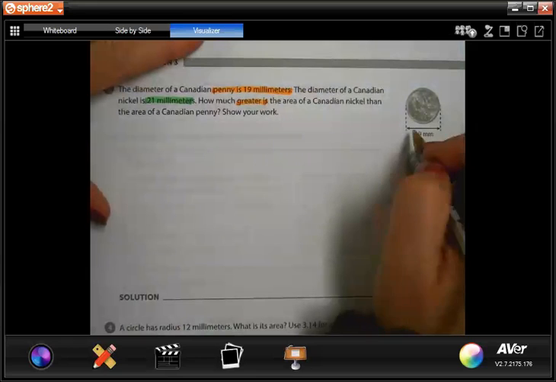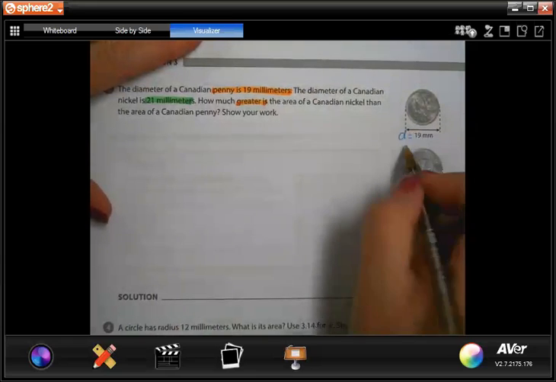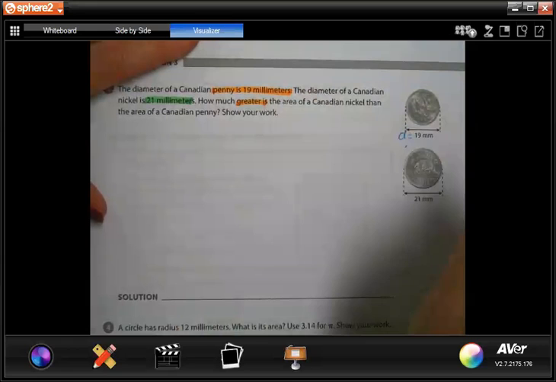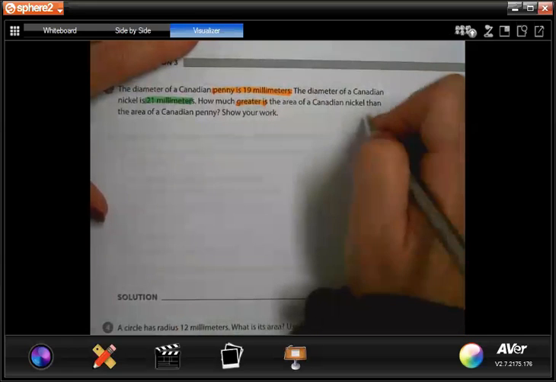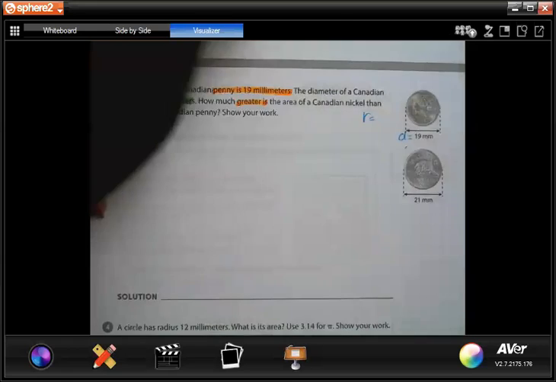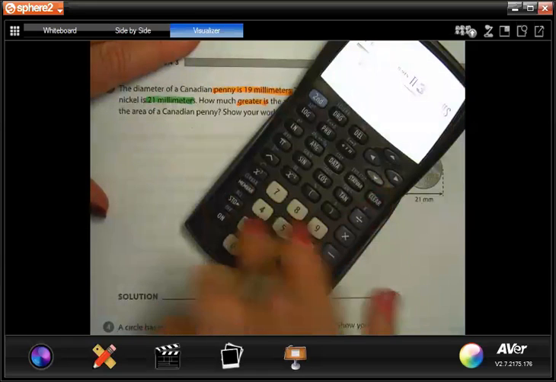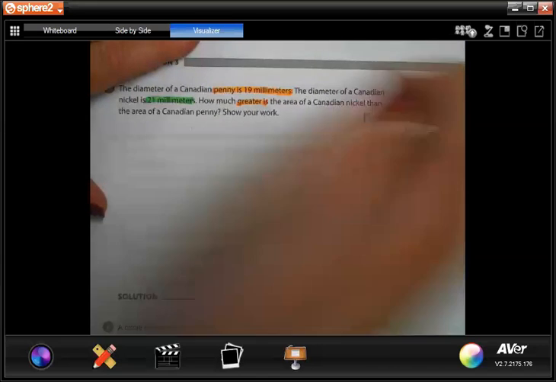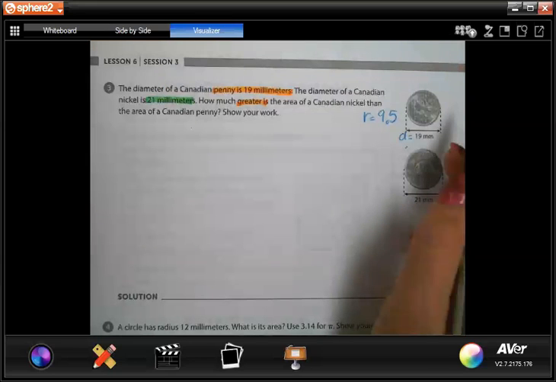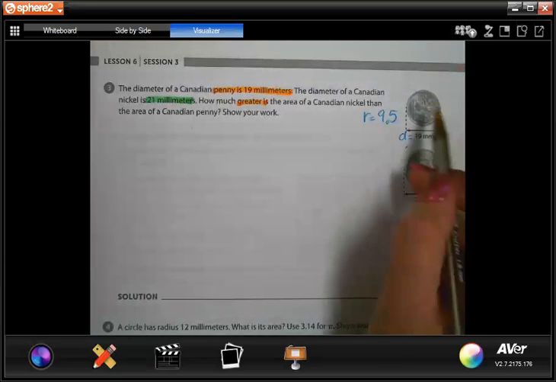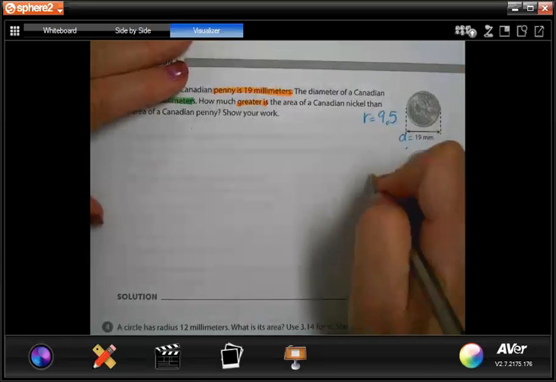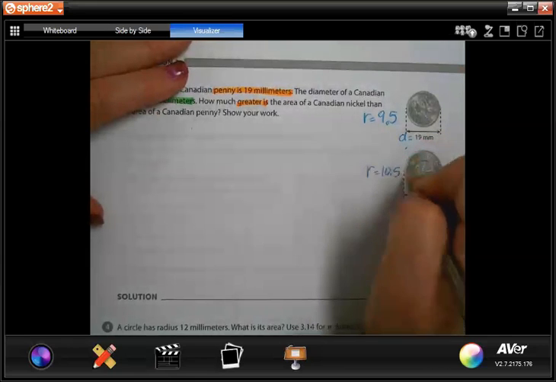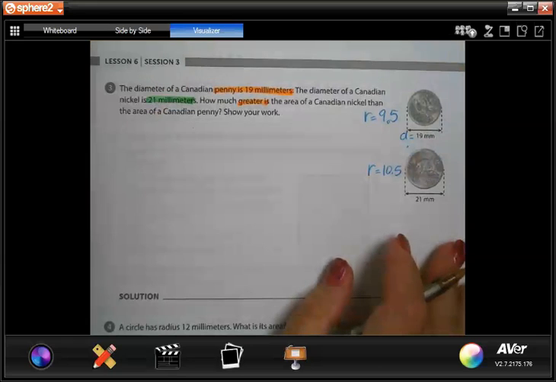Now, if our diameter is 19, that means our radius is half of that. So half of 19, I know I shouldn't have to do this, but it's Thursday. Half of 19 is 9.5. So that's my radius of the penny. This one would be 10.5. Now that I know both of my radii, I can go ahead and find the area.